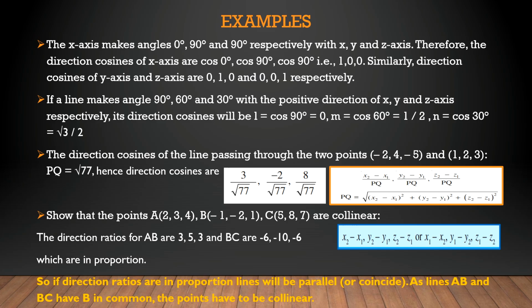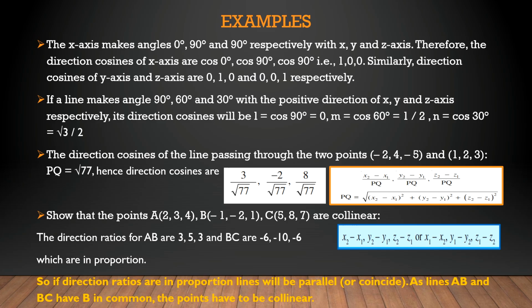Hence the direction cosines will be the difference of x coordinates, 1 minus minus 2 means 3 upon root 77. Same way 2 minus 4 means minus 2 upon root 77 and 3 minus minus 5 which is 8 upon root 77. Now another application.